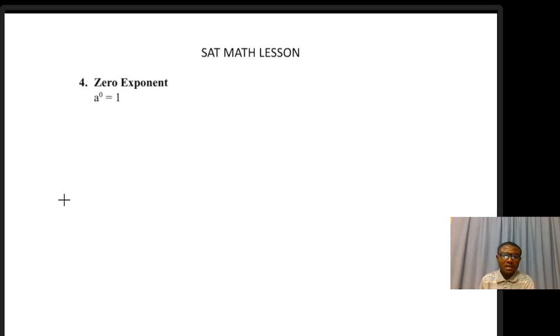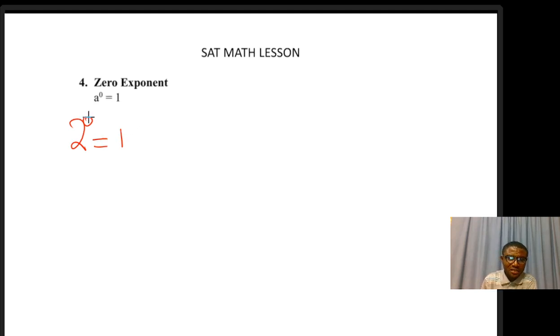Now, when you have a number raised to the power of 0, it is always 1, as long as it is a non-zero number, right? So for instance, 2 raised to the power of 0 gives us 1. And many times students will say it is supposed to be equal to 0.